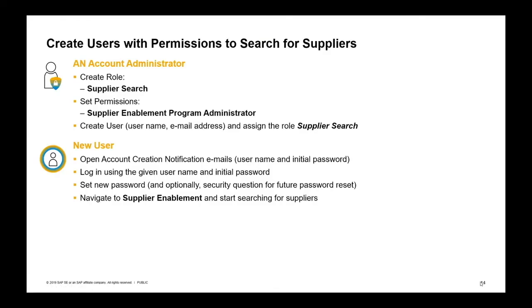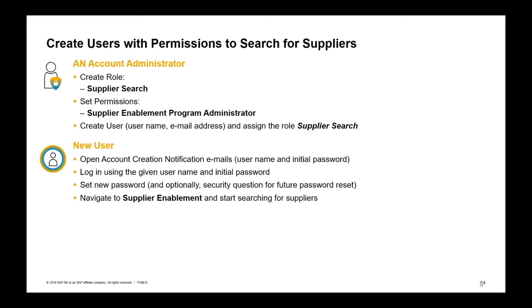So this is a summary of the steps for creating users within the Buyer Ariba Network account. First, the Ariba Network account administrator creates a role, for example, supplier search. Then sets the permissions, supplier enablement program administrator. Creates the user, specifying username and email address, and immediately assigning the role supplier search to it.